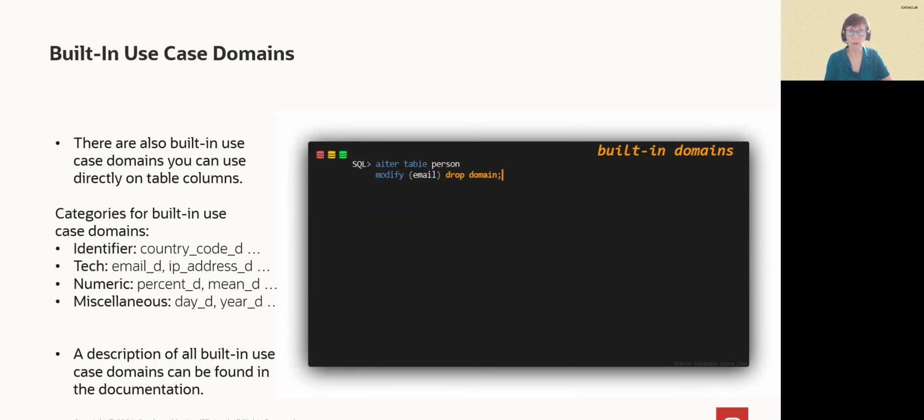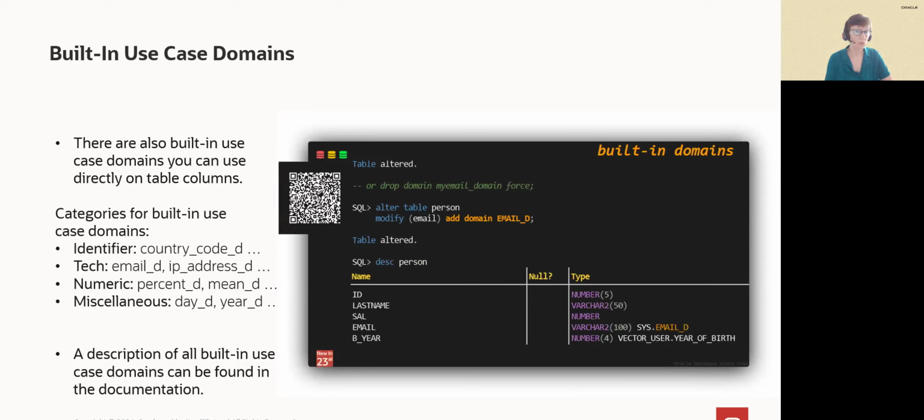Now, let's also explain something Oracle already provides. It provides built-in use case domains, which means you can even dissociate the already existing domain, my user-defined email domain. There is an email D domain built in by Oracle, and you may use it. And there's again an alter table command where you can modify the column and add this predefined email domain. And as you can check all the time with the describe person command, you can see that we use the built-in domain, and here we still use our predefined domain.